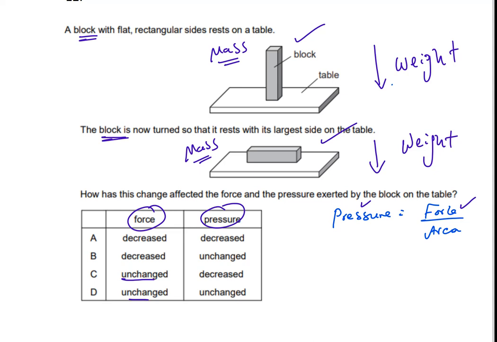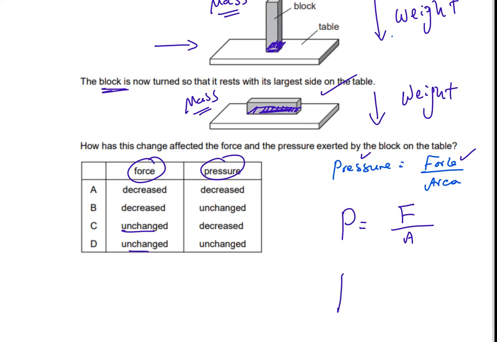So what happens to pressure? What happens to pressure when the force remains the same, but the area onto which it is acting changes? In the first case, you see the block is acting on a small amount of area. So let me put a small a there. And in the second case, the surface area of the block has increased. So it's a greater surface area that is acting on that surface. So in the second case, for the same amount of force, there is a greater amount of area.